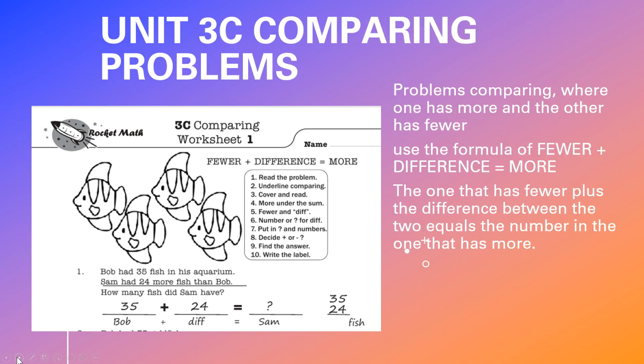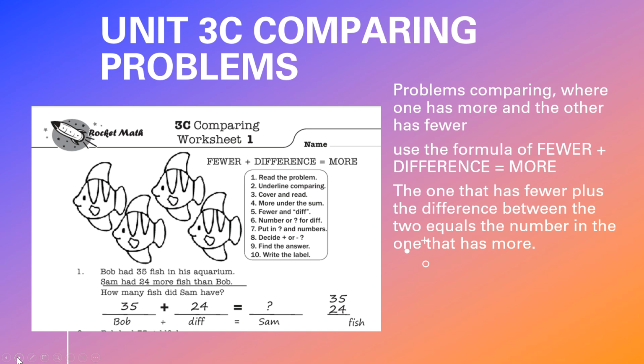Unit 3C teaches comparing problems, where two things are being compared. The formula is fewer plus difference equals more, meaning the amount of the one that has fewer plus the difference between the two equals the amount of the one that is more. After reading the problem, in step 2, students underline the sentence that compares the two things, which we call the comparing sentence. In step 3, they cover the number and read the comparing sentence, which tells them which one of the two things being compared is more.